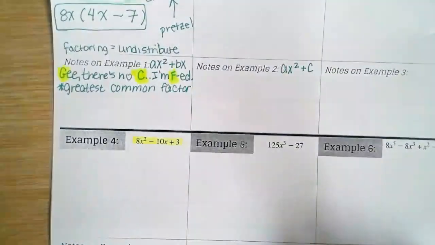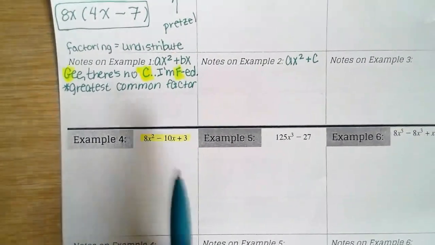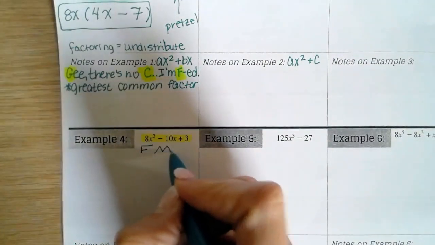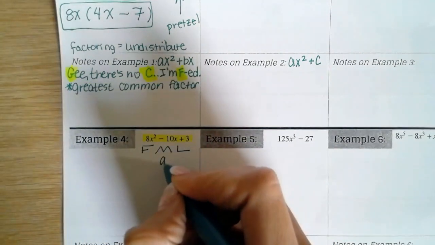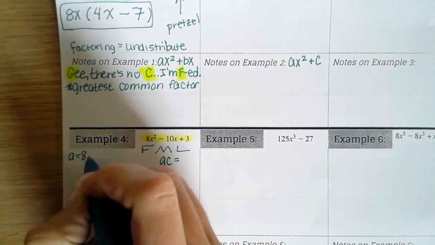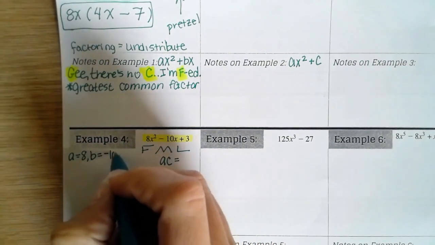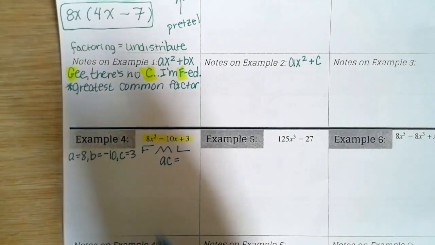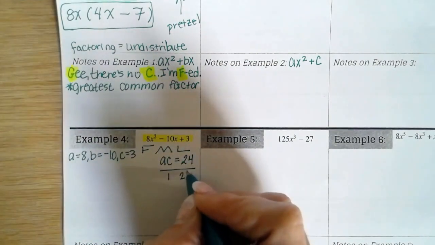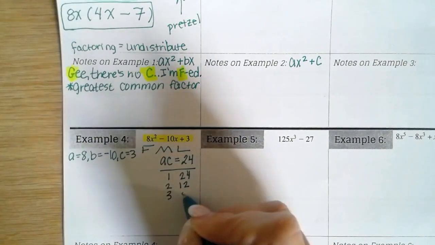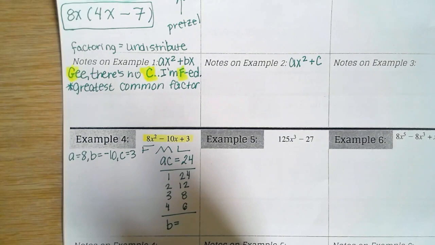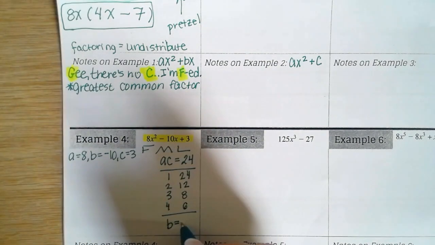So if I go down to this example, it's sort of like the one I did to kickstart everything. So I have 8x squared minus 10x plus 3. I'm going to go to AC. A times C. Well, A is 8. Writing notes. A is 8. B is negative 10. And C is 3. 8 times 3 is 24. 1 and 24. 2 and 12. 3 and 8. 4 and 6. But what? We have to add or subtract to give me negative 10.